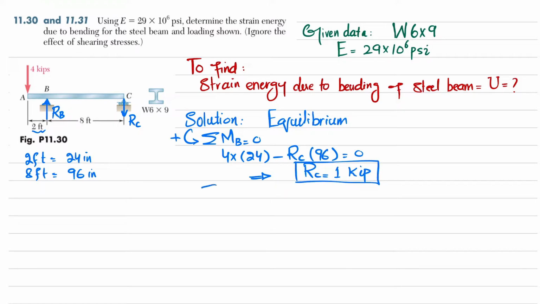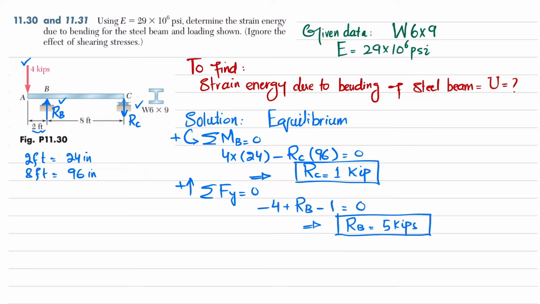Now you can apply the second equilibrium condition, that is, the sum of all forces along the y direction is equal to 0, taking the upward force as positive. One force is downward, RB is upward and RC is downward. Their sum must be equal to 0. So minus 4 plus RB minus RC, which is 1, is equal to 0. It means that RB is equal to 5 kips.